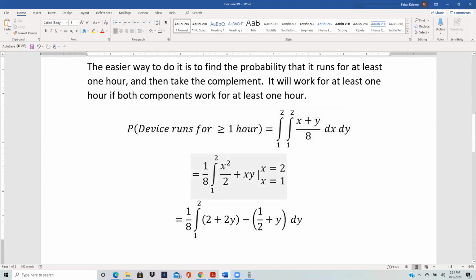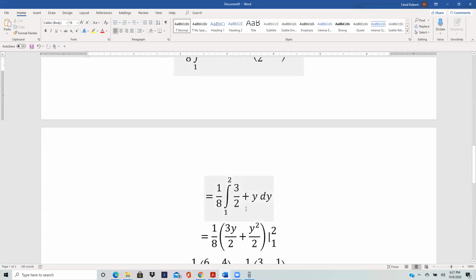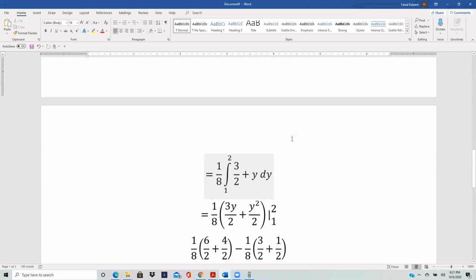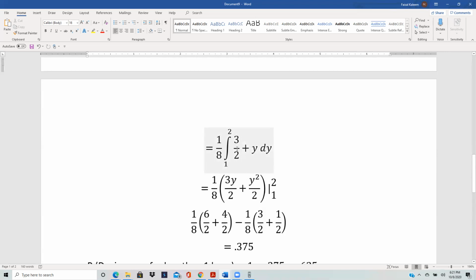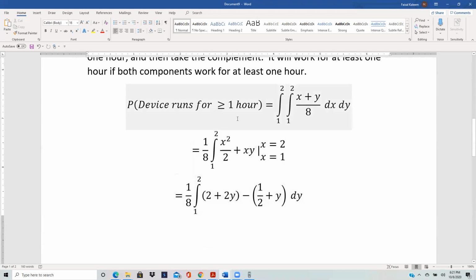So now when I substitute x equals 2, it's 2 squared over 2, which is 2. And then x equals 2 here gives me 2y, so 2 plus 2y, and then minus the lower limit, x is 1, so 1 by 2 plus y. And this simplifies to 3 by 2 plus y. And now I'm back to just the one variable integral. So I integrated like this: 3y by 2 plus y squared by 2, put in the limits. Eventually I get 0.375. And so that was the device running for at least 1 hour.